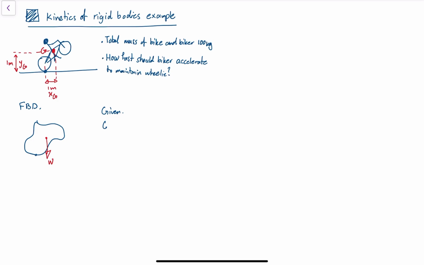I know x of g is 1 meter, and this quantity, y of g, is 1 meter. I know the total mass is 100 kilogram. All of this is related to this force that we have already drawn. This is mg. What other forces do I have? I have only one contact point with the ground, and that contact point must keep the bike from falling into the ground. So I have this normal force.